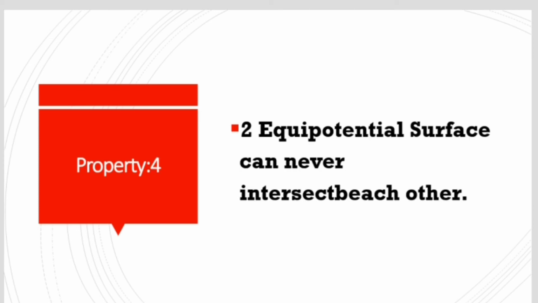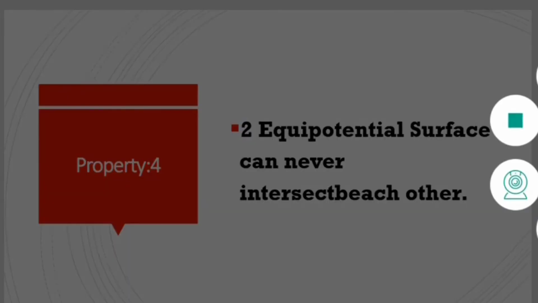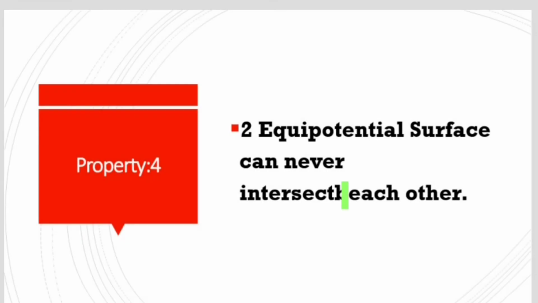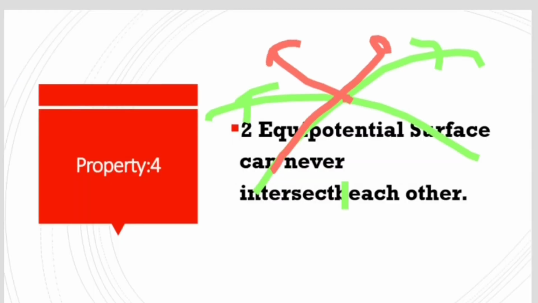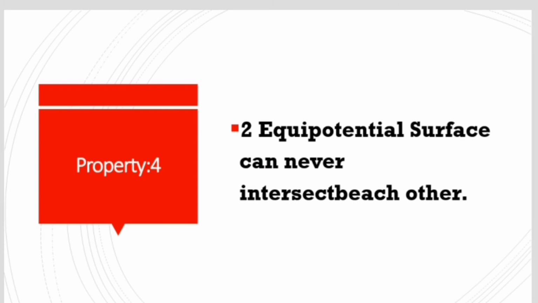Last point: two equipotential surfaces never intersect each other. This type of statement you have already learned in the first chapter, that two electric field lines never intersect each other, right? There you were given the explanation that if two electric field lines intersect each other, then at this point there will be two different directions of E, right? So it is impossible. If we cross two field lines, it's impossible to have two different directions at a single point of the electric field, right? So the same explanation we will give here also.